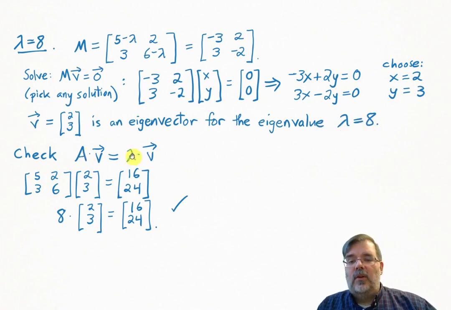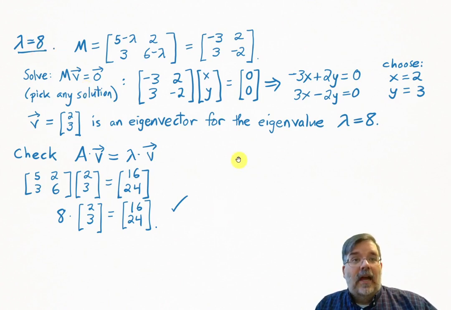To check this equation, it's just a matter of multiplying the original matrix, not M, but the original matrix A times the vector V, and here we get 16 and 24. And then we'll do scalar multiplication, 8 times 2, 3, and again, we get 16, 24. So we get the same result. So yes, the matrix multiplication is the same as the scalar multiplication in this case.